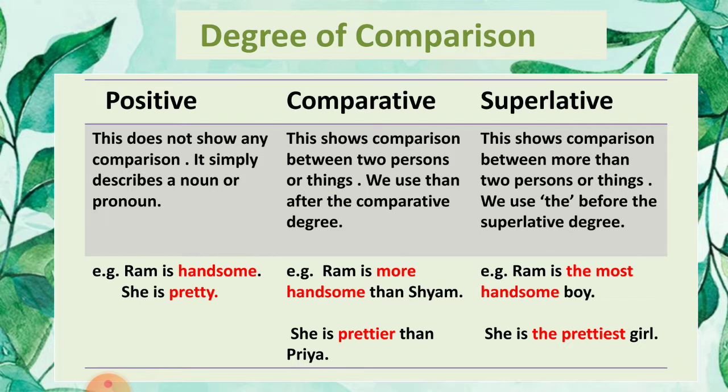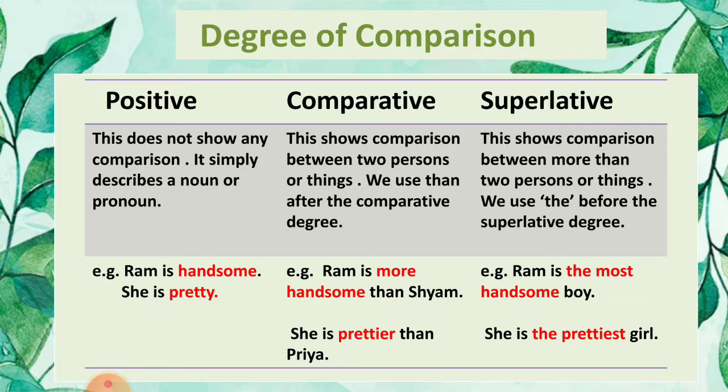Now, when we look for the example of comparative degree: Ram is more handsome than Sham. Now here Ram and Sham are the two persons and they are compared, right? So here the comparative degree of handsome, that is more handsome, is used, and you can see in the sentence that more is followed by than. More handsome than Sham.